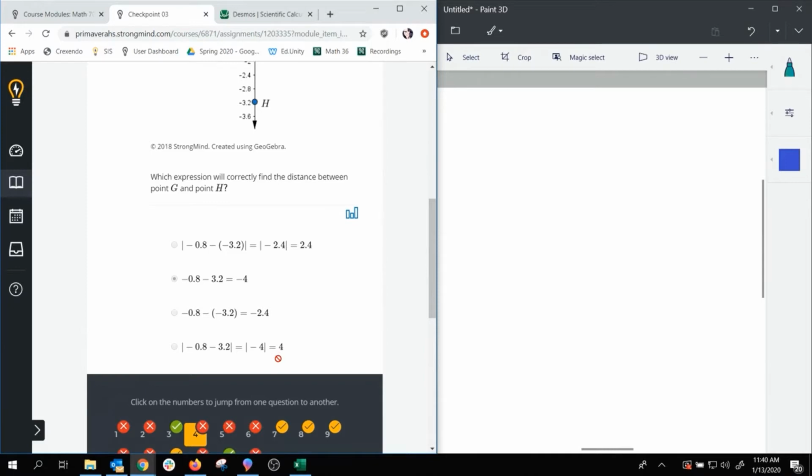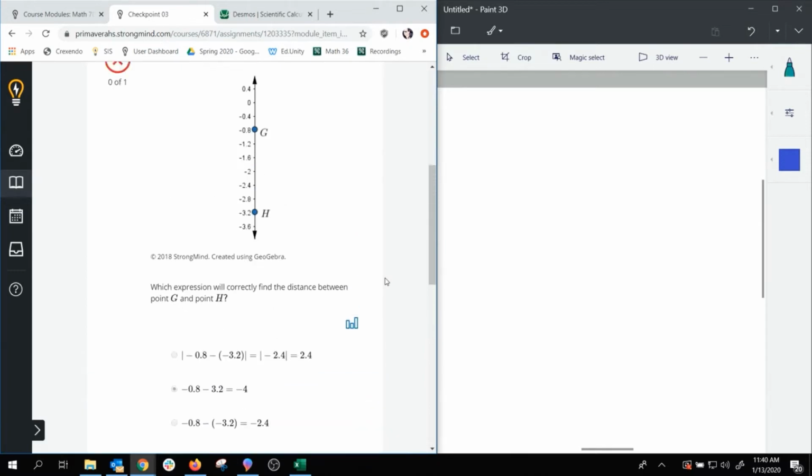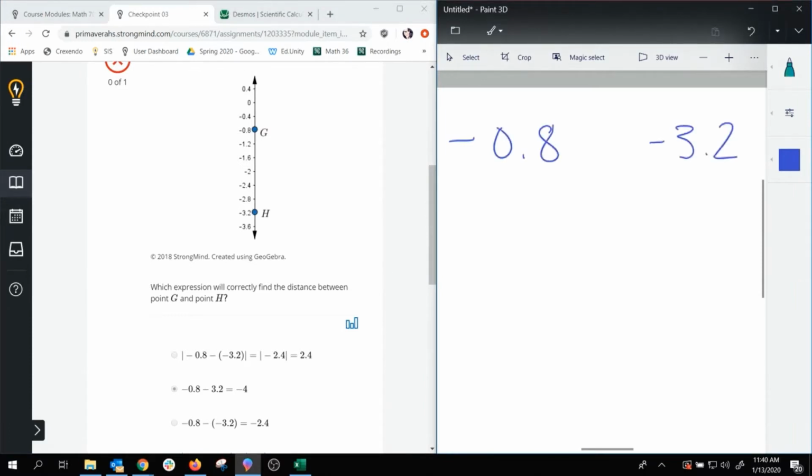So those two are still up in the air, which means these two center ones I can automatically cross off. Also, these answers are both negative, so that tells me that it can't be those two. Now, I have these two numbers. So I have a negative 0.8 and I have a negative 3.2.